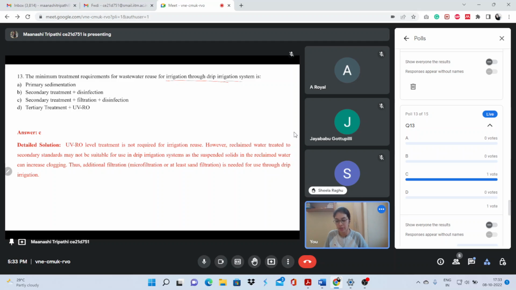See, for any treatment, it's better to go for disinfection, especially in case of irrigation, because some pathogens will be there, and they may come into our crops. From there, they may come into our body. That is the first thing. Second thing, the farmers or the people who will be using that field, that water will be in contact with their body, so it may cause some disease in them. That is why disinfection is important in almost every reuse application.